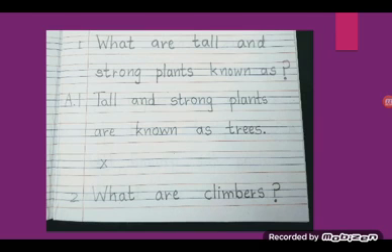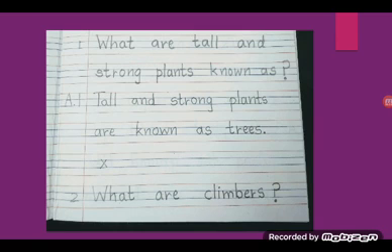For the answer, in the margin we write answer number 1, that is capital A dot number 1. What is the answer? What are tall and strong plants known as? Tall and strong plants are known as trees. Now here we have completed our answer, so we have to write a full stop. After a sentence or answer we write a full stop, and after a question at the end we write a question mark.